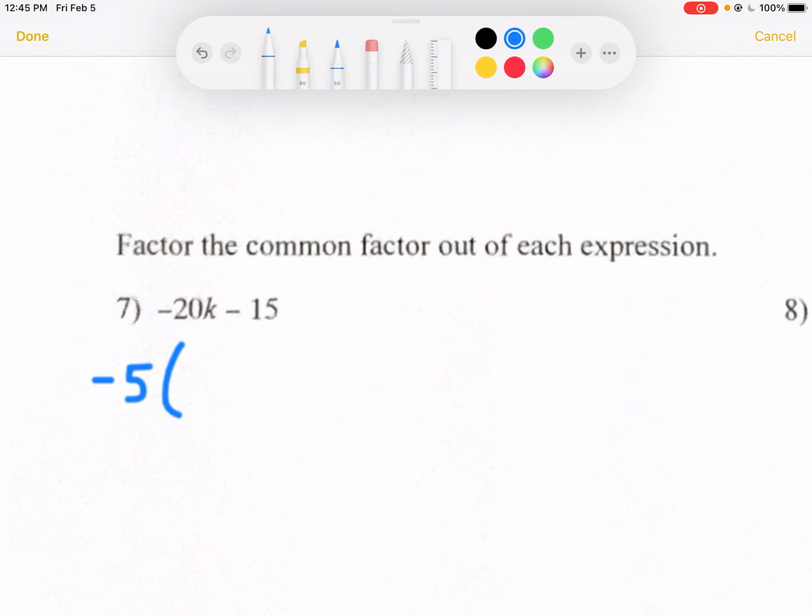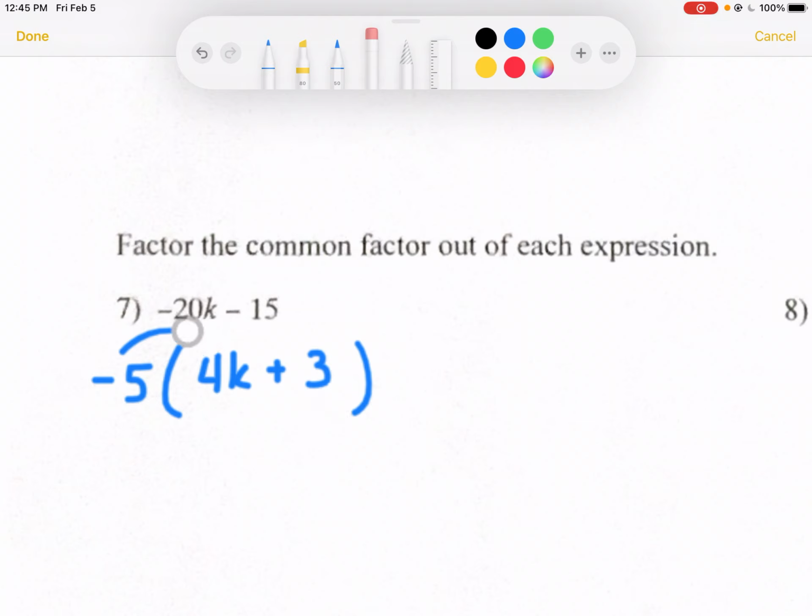So now what I'm doing is I'm saying, okay, I need two terms in here inside my parentheses. What should this first term be so that times negative 5, I get back to negative 20k? So it should be, excuse me, should be 4k. Negative 5 times 4k gives you negative 20k. So then same question, I need something here that times negative 5 is going to end up being negative 15. So I think we want that to be plus 3.